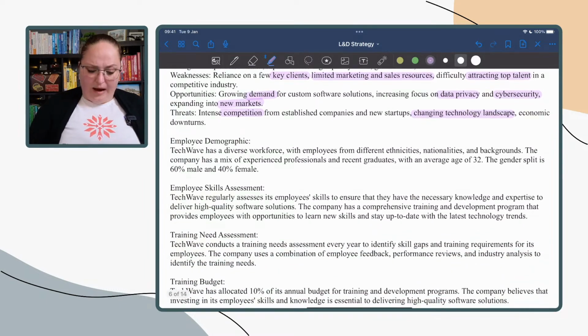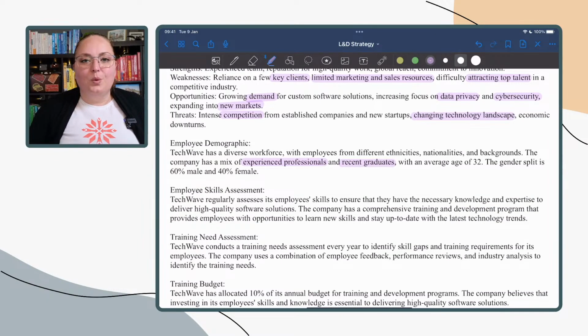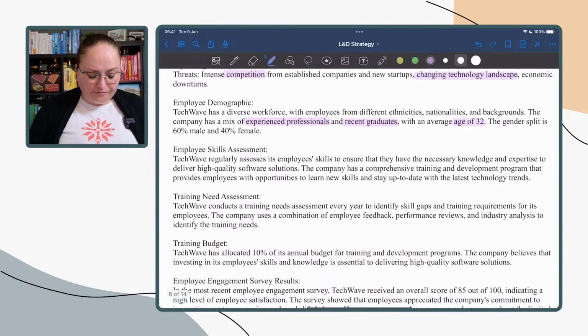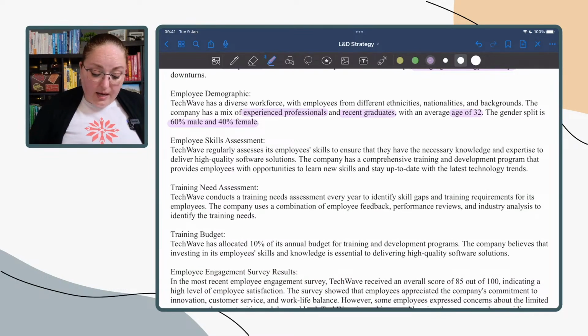Let's take a look at the demographic. Techwave has a diverse workforce with employees from different ethnicities, nationalities, and backgrounds. The company has a mix of experienced professionals and recent graduates. Oh, that's good to know. Graduates are more easy to impress. I love graduates. Okay, with an average age of 32 years old. The gender is split 60 male, 40 female, to be expected in IT. Employee, let's highlight it because it will come in handy.